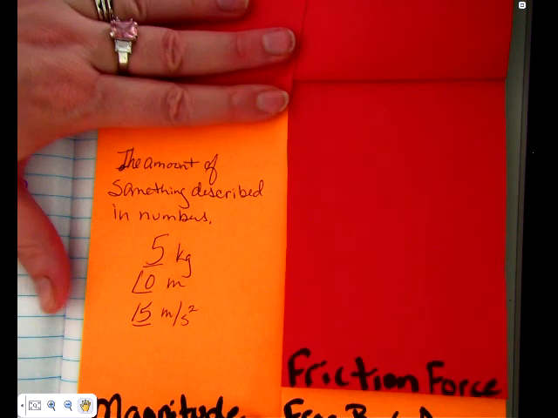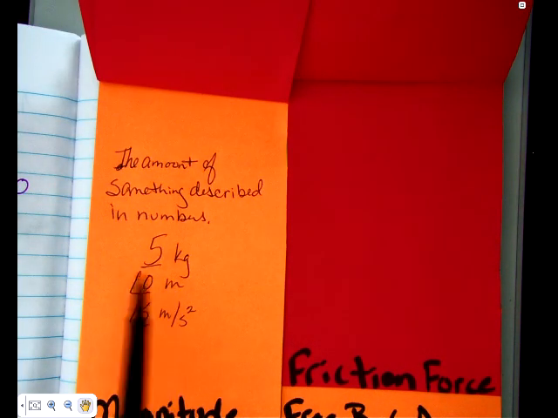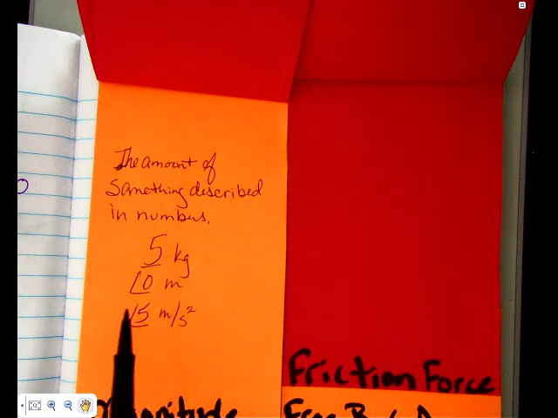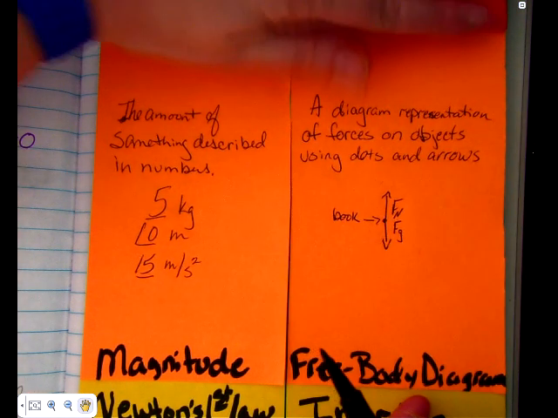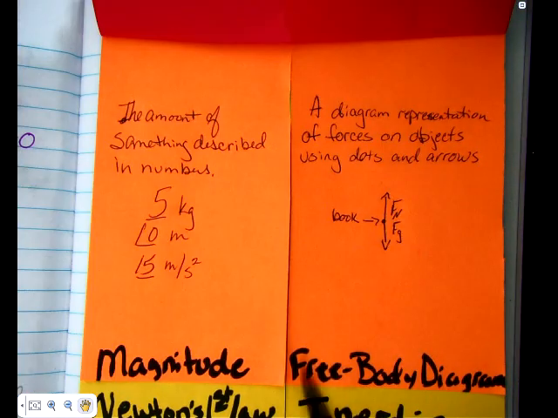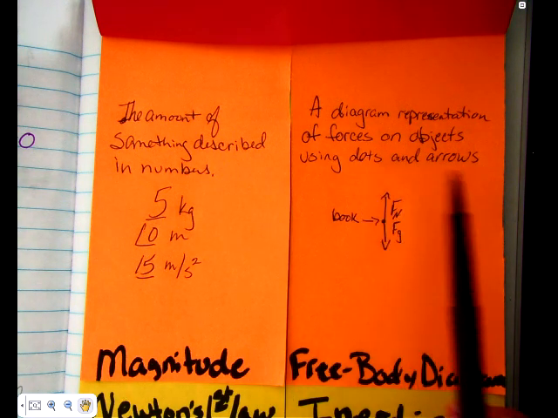Magnitude is the amount of something described in numbers, okay? The 5 kilograms, 5 is its magnitude. 10 meters, 10 being the magnitude. 15 meters per second squared, 15 is the magnitude. Okay? Now, free body diagram. This is what we're going to talk about on Monday. A diagram representation of forces on objects using dots and arrows.